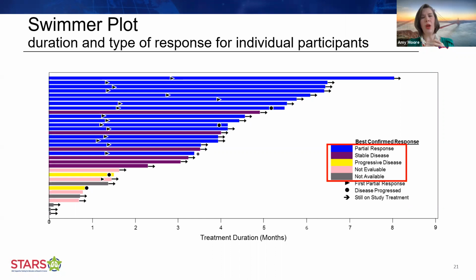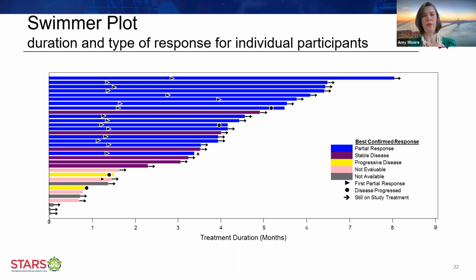So we see in red here, it tells us what all of our colors mean. So blue is partial response, purple is stable disease, yellow is progressive disease, pink is not evaluable, and gray is not available. There's some additional information. What are the arrowheads and circles? What does all that mean? So Aubrey, next. And next, sorry, there's some animation. So this shows us that the arrowheads indicate a first partial response, closed circles indicate disease progression, and the arrows at the end show you that the patient is still in the study.